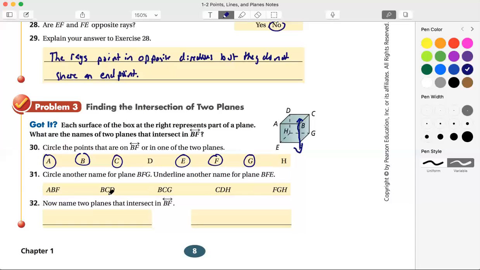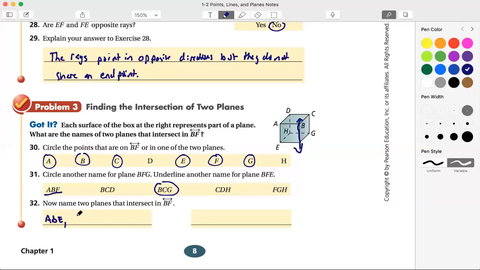31. Circle another name for plane BFG. BFG, so what other points are on there? BCG, so that works. Underline another name for plane BFE. BFE, so how about ABF? Okay. Now name 2 planes that intersect BF. So here's BF. So we got the front plane, we got the back plane, the top plane, the bottom plane. So we have 4 planes that intersect BF.